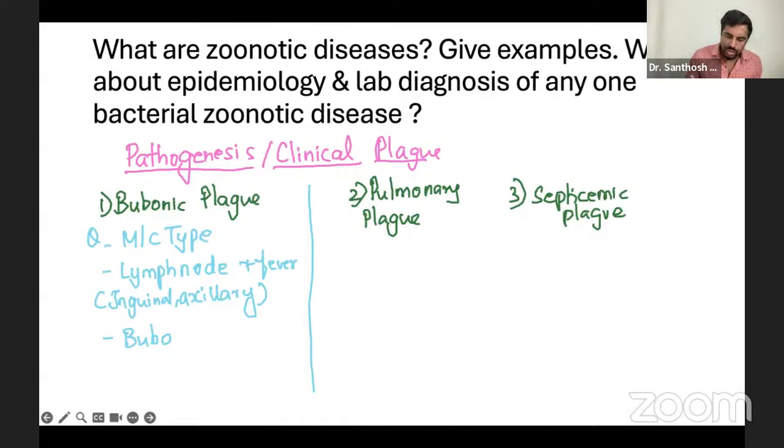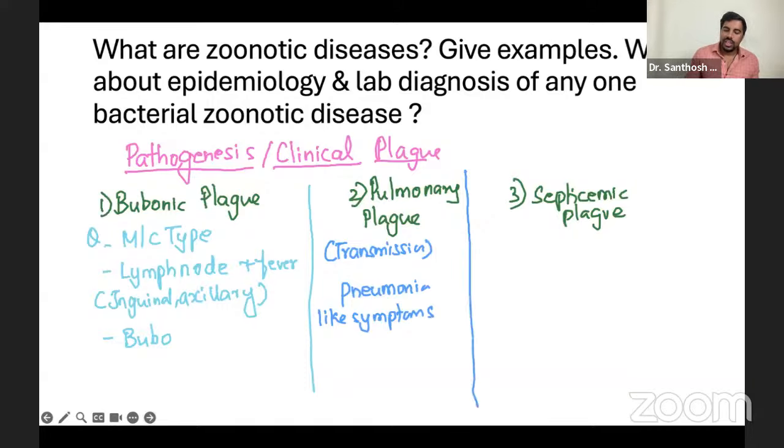pulmonary. Bubonic is usually due to the bite of the insect, bite or contact. Pulmonary is usually due to the respiratory route of transmission. So here it can cause pneumonia-like symptoms. But if the plague is not treated at an early stage, then it can go on from both bubonic and pulmonary.